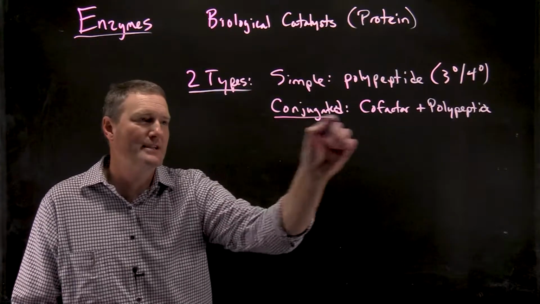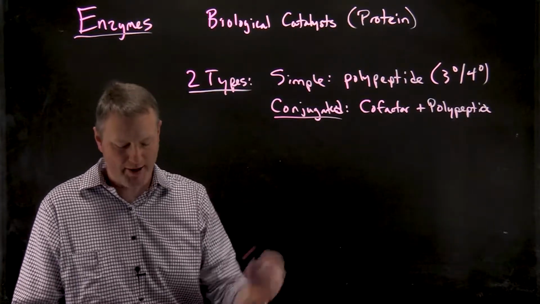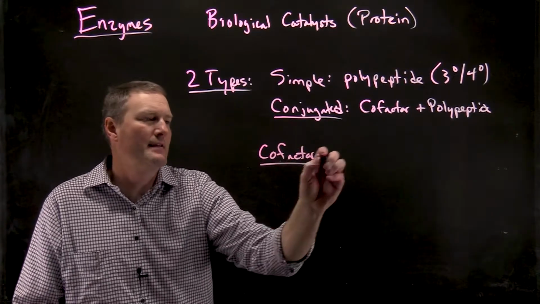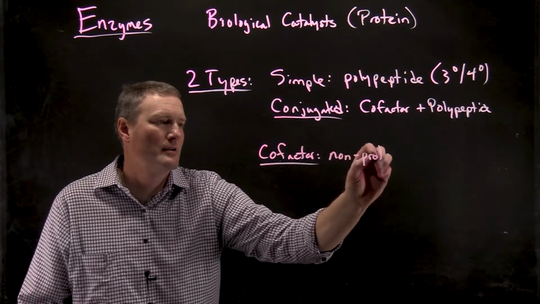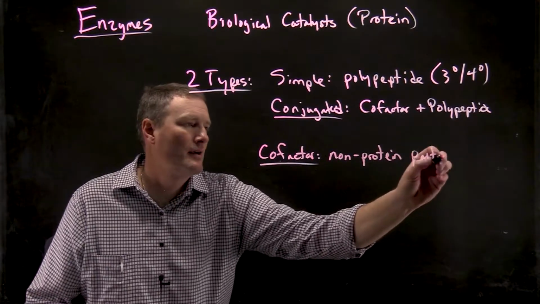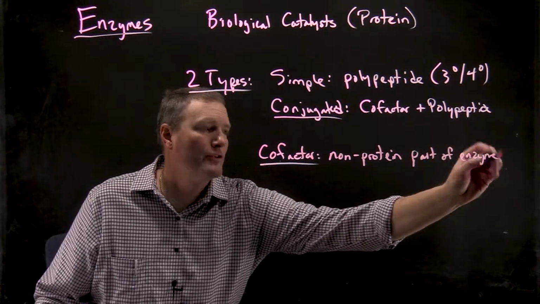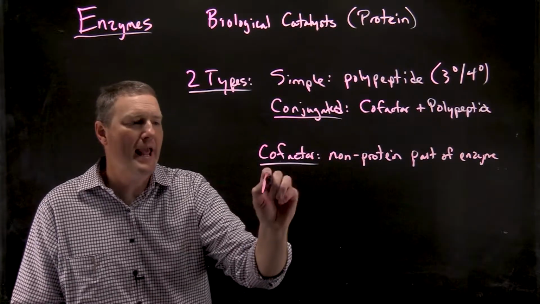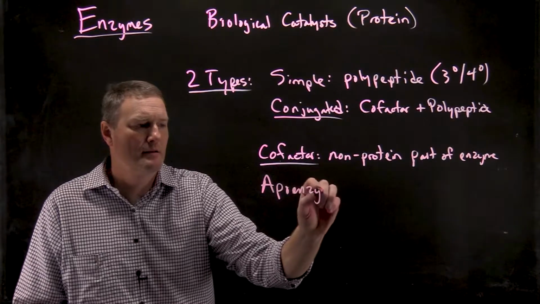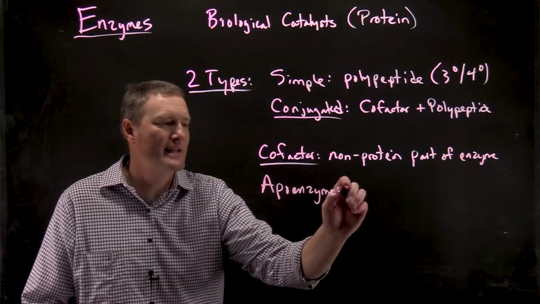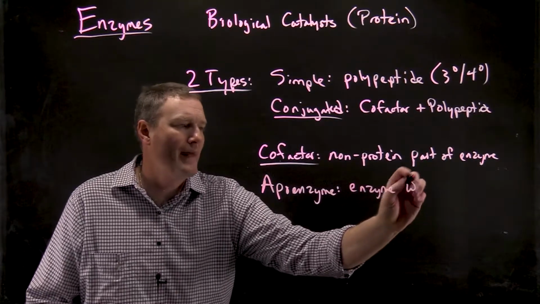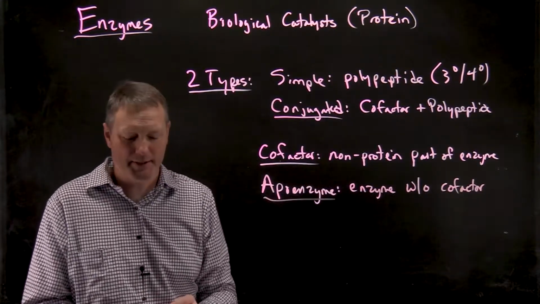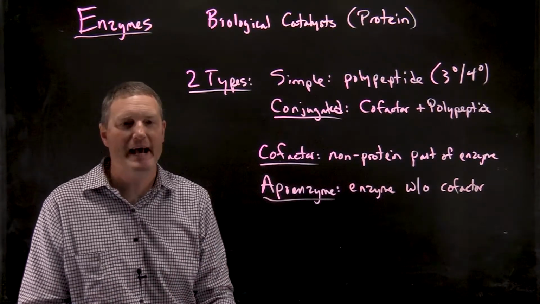Another couple of definitions related to the conjugated component here. A cofactor, let's just define that. That's a non-protein part of an enzyme. And we'll see throughout the semester a lot of examples of cofactors. The other definition, apoenzyme. Apo means without, so this is the enzyme without the cofactor. And in general, apoenzymes typically are not going to be active. They're not going to be able to do the catalysis.